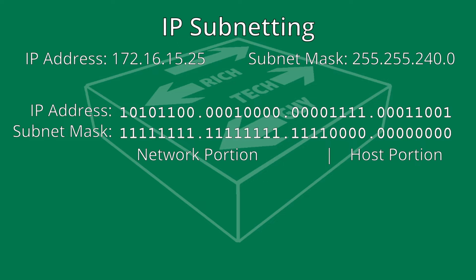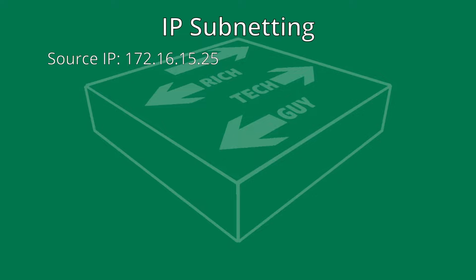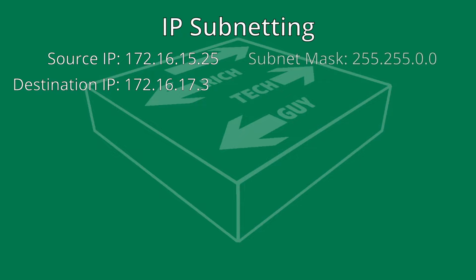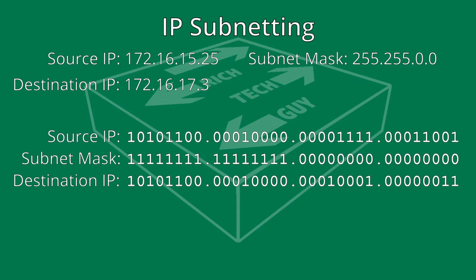But first, let's take a look at it from the perspective of a computer. So you have a computer on the IP address 172.16.15.25, and it wants to send a packet to another computer at 172.16.17.3. It's going to look at the subnet mask and determine if the IP address is on the same network by verifying if the bits in the network portion are the same as its own network bits. So with a subnet mask of 255.255.0.0, it would look like this.